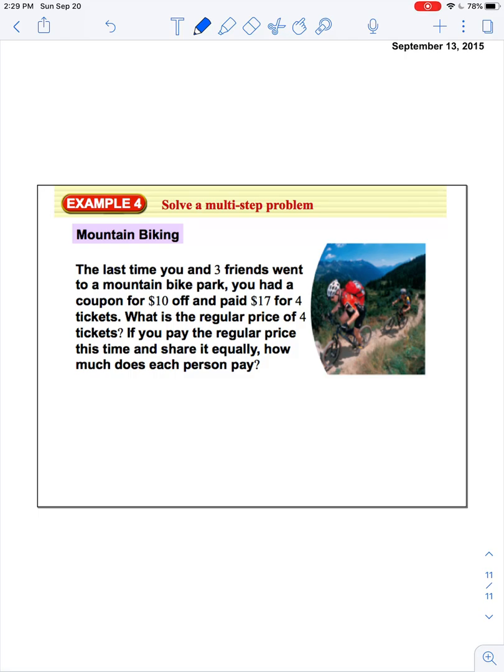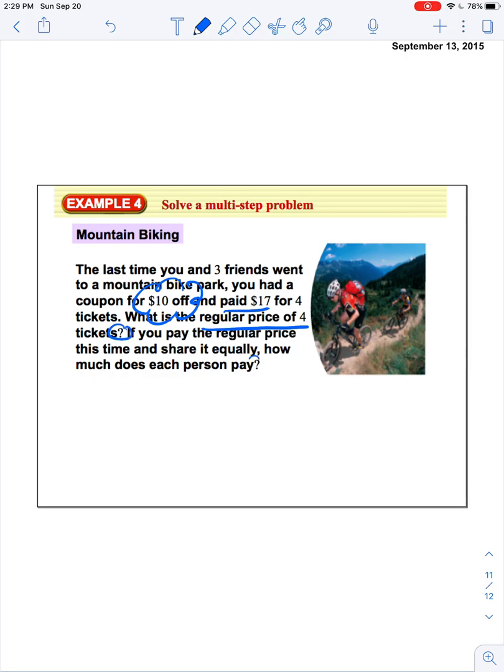So the last time you and 3 friends went to a mountain bike park, you had a coupon for $10 off. So kind of keep that in mind. You paid $17 after using the coupon for the 4 tickets. What is the regular price of 4 tickets?